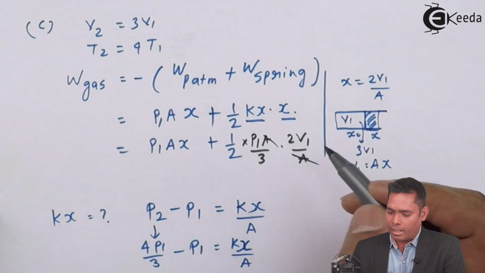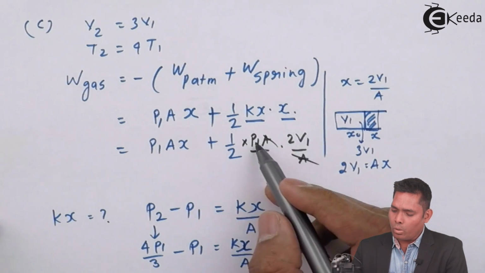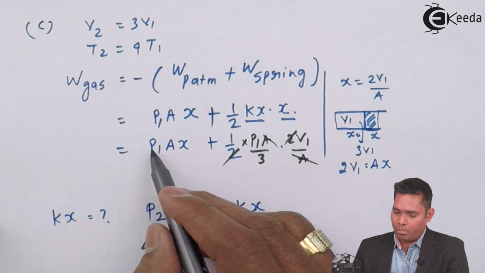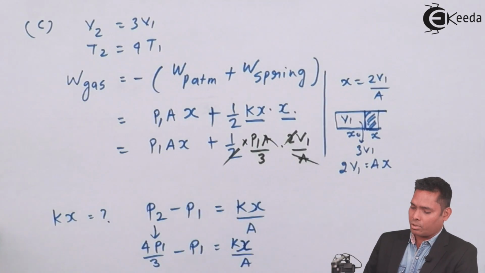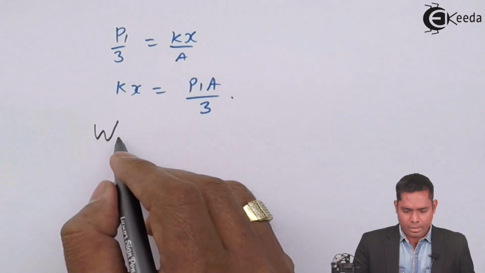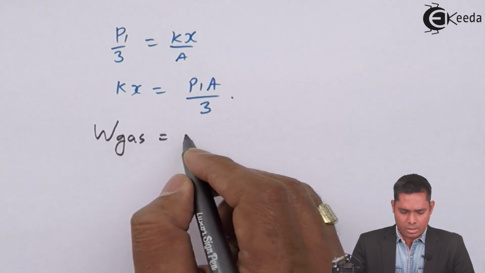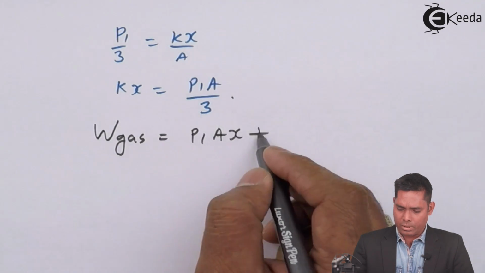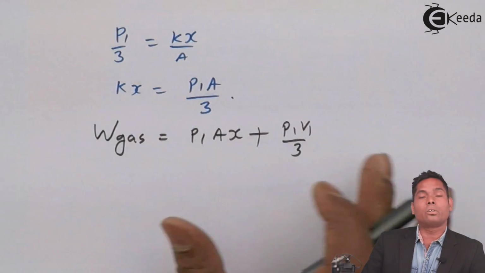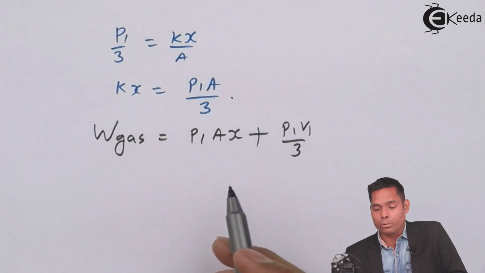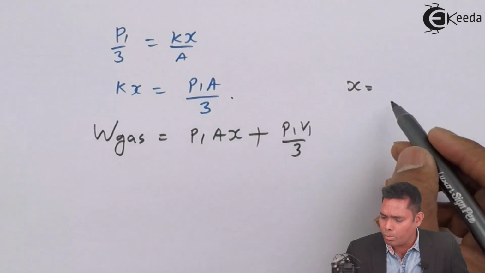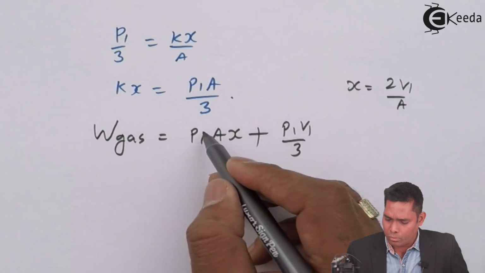This a and that a will cancel. This is 2, this 2 and this 2 will cancel. P1 V1 by 3 plus P1 ax. So work done by the gas is P1 ax plus P1 V1 by 3. This is what I got from the last expression, putting those values. P1 ax is again x we have already calculated, 2V1 by a. That also I'll substitute here.